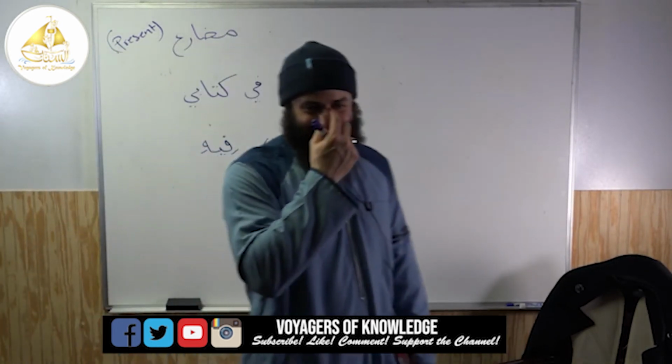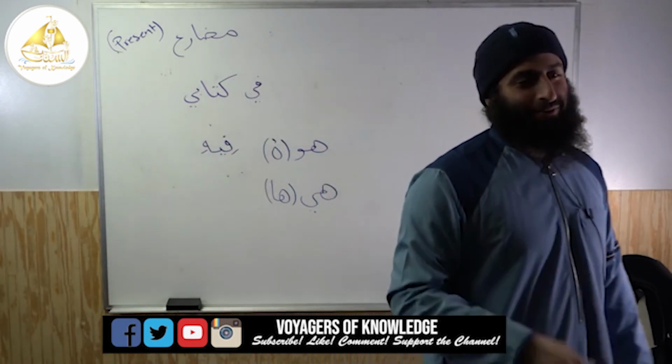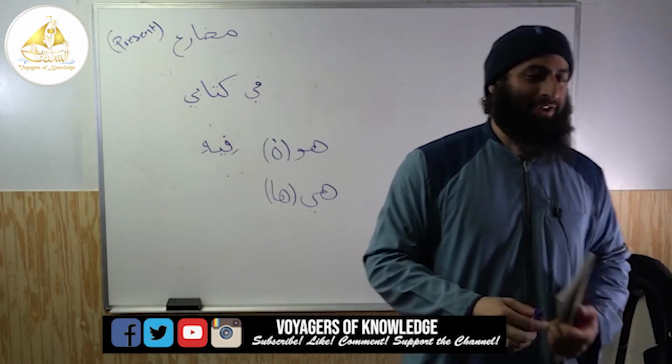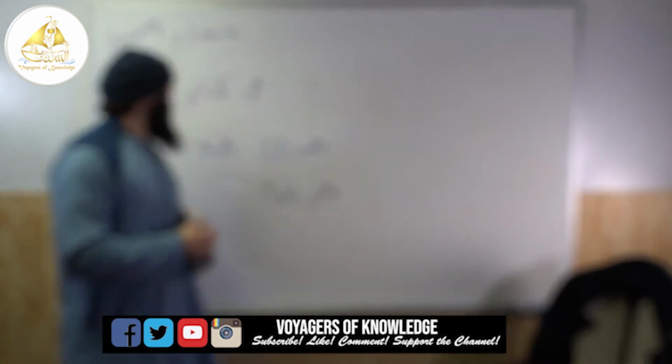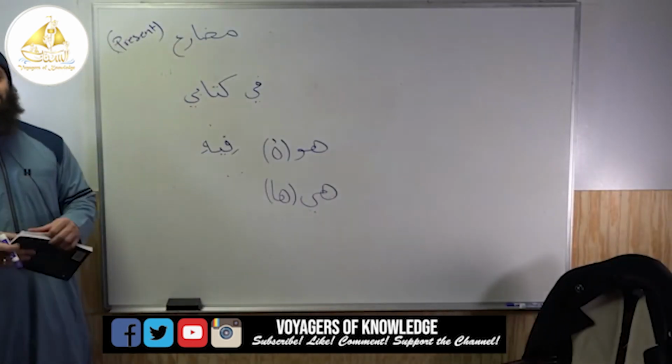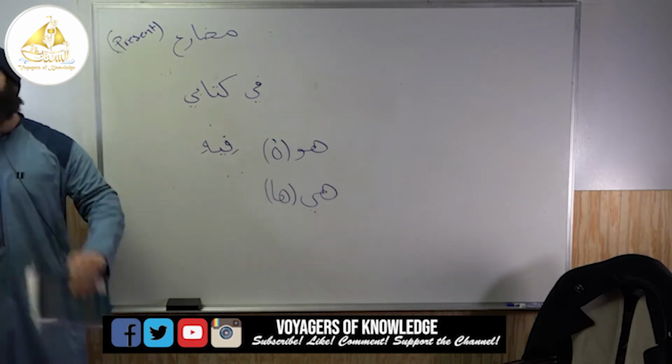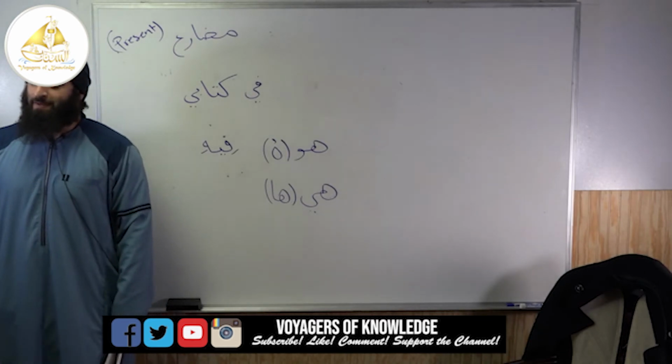Say fihi. Which one's easier to say? Tayyib, fihi. It's there for ease. So this hi is still for huwa. That's all I'm trying to say.